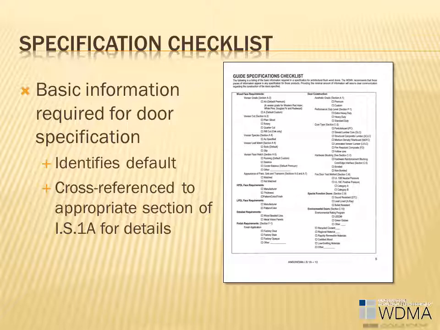ANSI WDMA I.S.1A includes a specification checklist, providing a concise reference to help make sure all key specification and product identification requirements are addressed. The checklist also identifies which individual options have been established by the standard as the default, simplifying and guiding the product selection process.